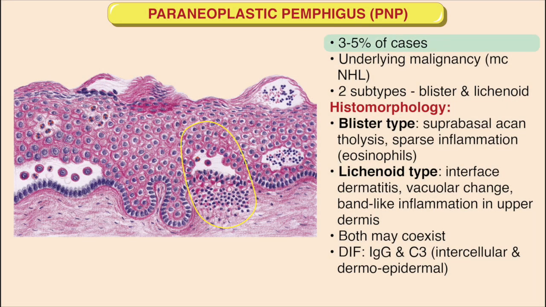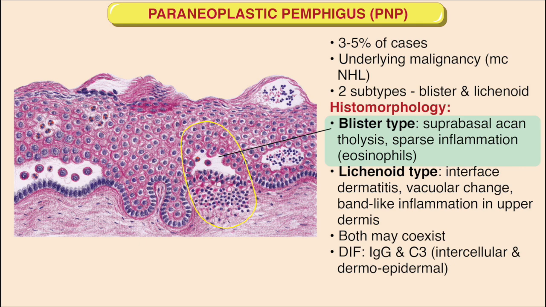Paraneoplastic pemphigus or PNP accounts for 3 to 5% of all the pemphigus cases. PNP is associated with underlying malignancy, most frequently non-Hodgkin's lymphomas. PNP particularly has two major clinical phenotypes, blisters and lichenoid eruptions.